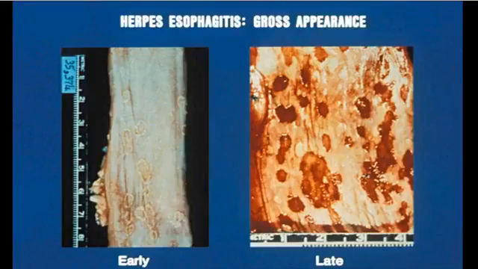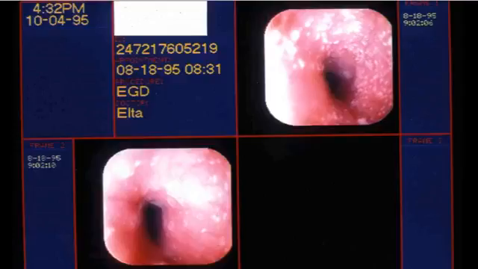So this is an example on the left where there are actual grouped vesicles that looks just like what you might see on the skin in a herpetic infection, and on the right, punched out ulcers from a late case. This is actually one of Dr. Yardley's slides from here from many moons ago. And here's an endoscopic picture where you can see that this patient actually has numerous vesicles here, as well as these cottage cheese-like exudates from Candida.